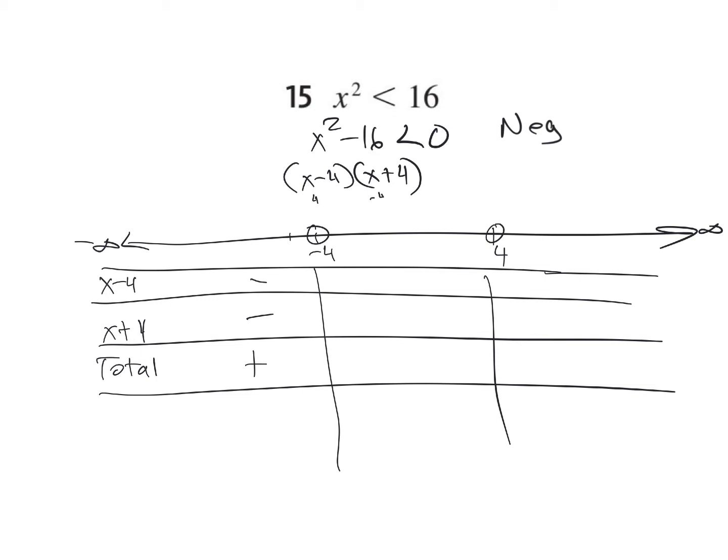Between negative 4 and 4 is 0, so let's plug 0 in. 0 minus 4 is negative, 0 plus 4 is positive. Multiplied together, give us a negative. That's what we're looking for. So from negative 4 to positive 4, not including either one, that should be shaded. But make sure you are checking past that. Plug 5 in, 5 minus 4 is positive, 5 plus 4 is positive. Multiplied together, give us positive.